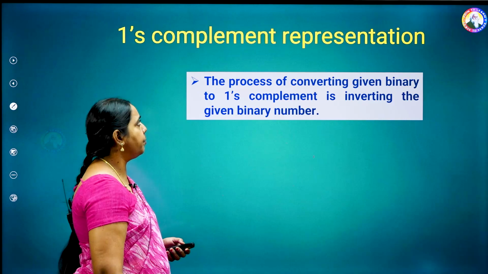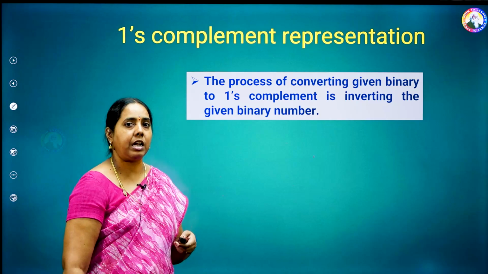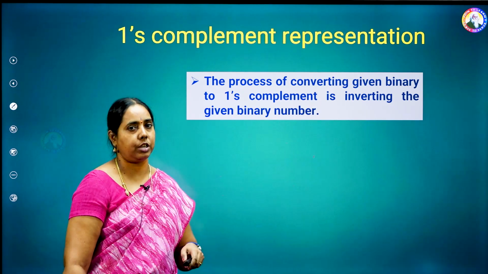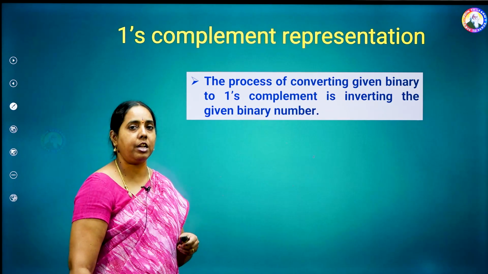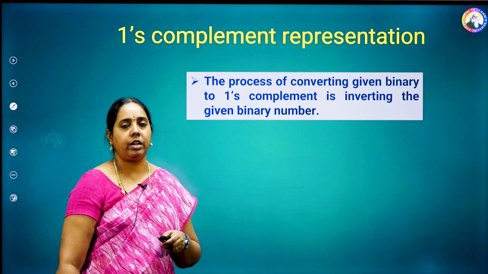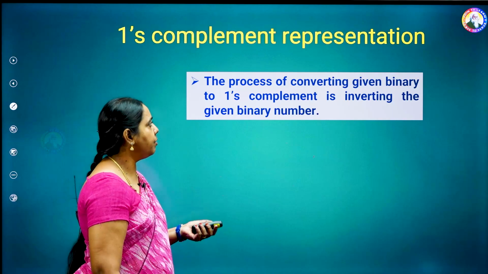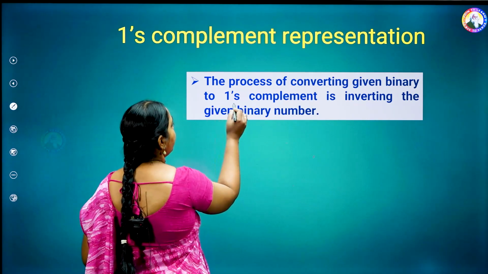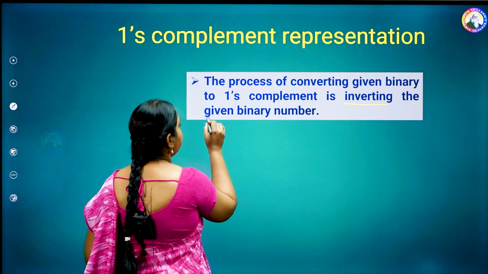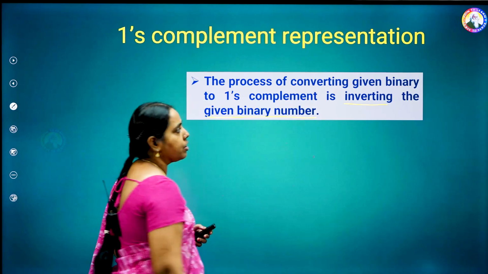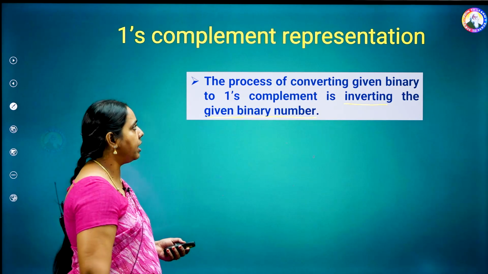In the ones complement representation, the process is converting the binary number from 0 to 1 and 1 to 0. If a given binary digit is 0, we convert it to 1. If it is 1, we convert it to 0. So the process of converting a given binary number to ones complement is inverting the given binary number.